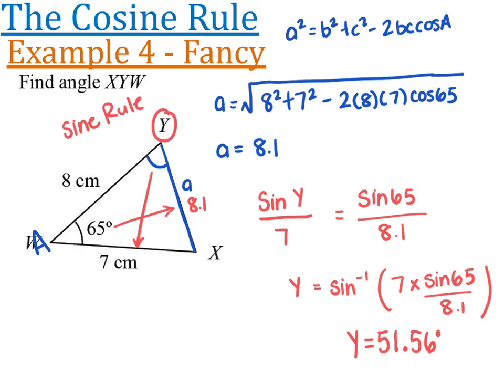All right, and that is our fancy question, because obviously you can see that we have to use the cosine rule and also the sine rule. The blue writing for the cosine rule, I would say that's the absolute bare minimum amount of writing that you should be doing. If you'd like to put in that first line where it says the square root of 8 squared plus 7 squared, that is a good place to start if you don't want to do all of the working out.